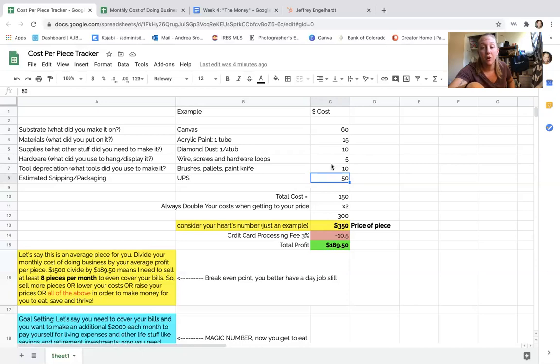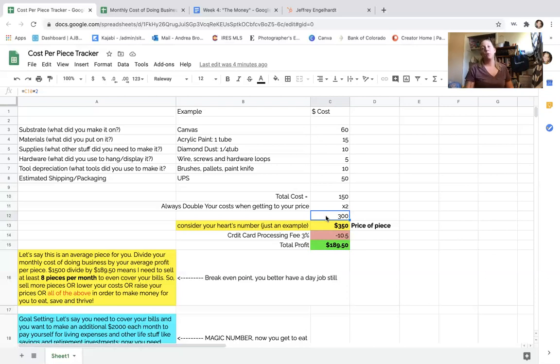So this is your total cost, because you add all this up and you have a total cost there. Great. So you've tracked exactly how much it took to make this one piece. And guess what, guys? When you're pricing your work, always double your costs. Times 2 gets you to 300 bucks. But, and we've talked about this here and there, consider your heart's number for the piece.